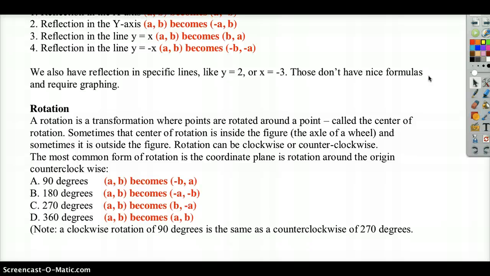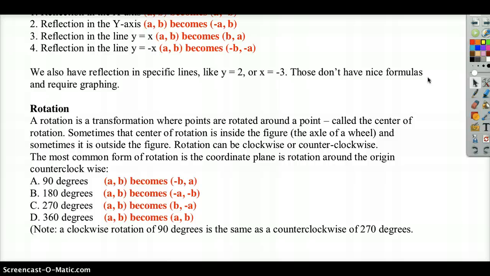A rotation is a transformation where points are rotated around a point, called the center of rotation. Sometimes the center of rotation is inside the figure, like an axle on a wheel, and sometimes it's outside. Rotations can be clockwise, which means it's going to the right, or counterclockwise, which means it's going to the left. The most common form of rotation in the coordinate plane is rotation around the origin, clockwise.